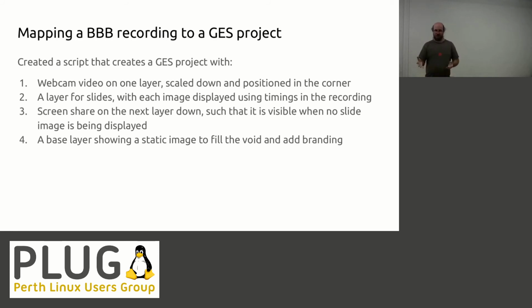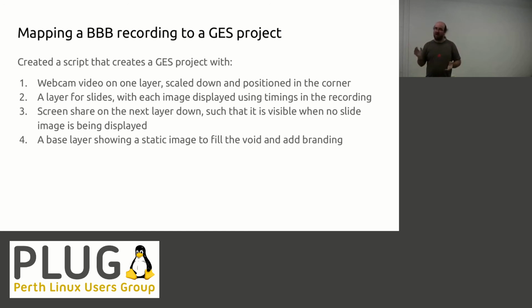So how do we map the BBB recordings to GStreamer Editing Services? We had one video file which has all of the audio from the presenters plus webcam footage. So I could add that one to a layer which basically lasts through the entire length of the project, and then I just resize it and tell it to put it down in the corner.